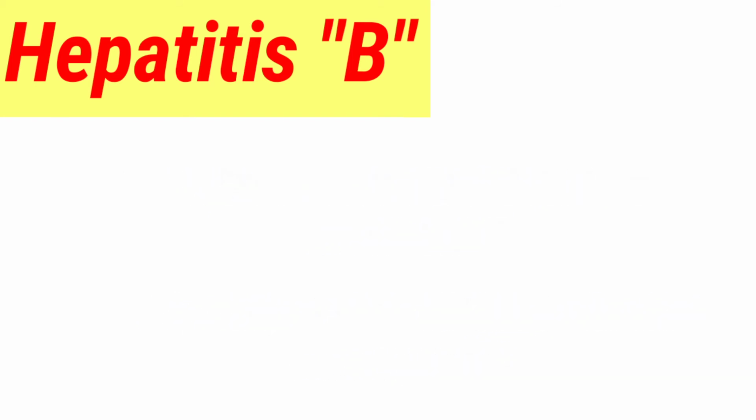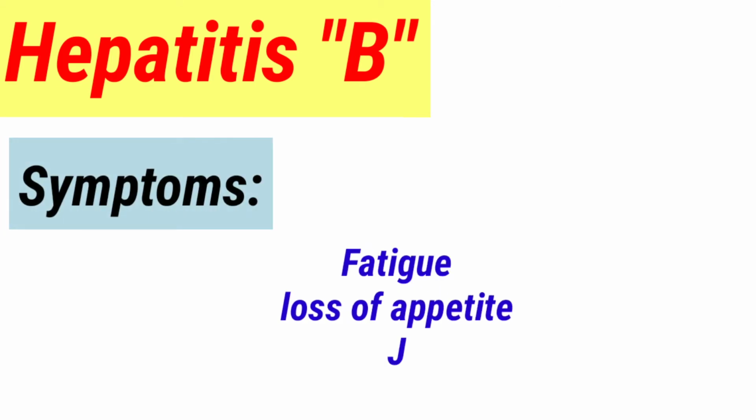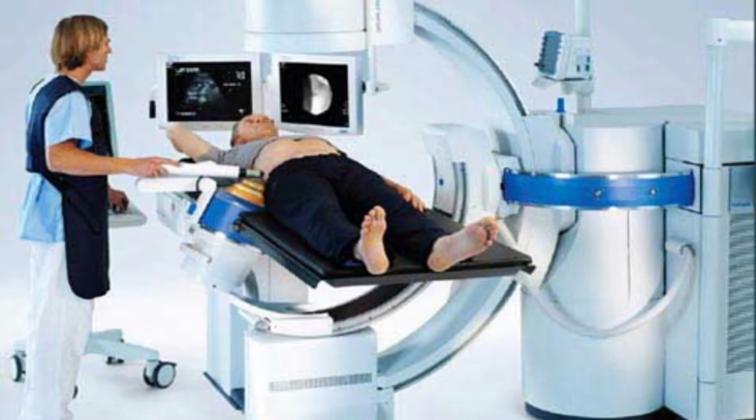During the acute attack of hepatitis B, different symptoms appear in patients, like fatigue, loss of appetite, and jaundice. But a patient with a chronic hepatitis infection is at risk of liver damage.